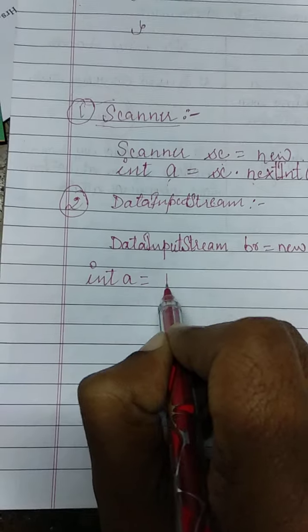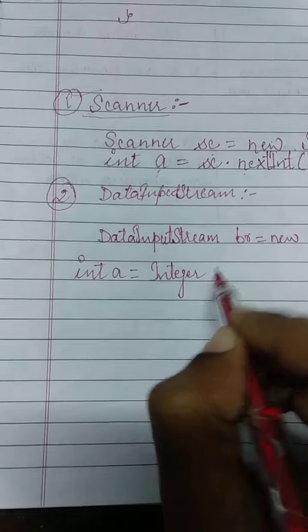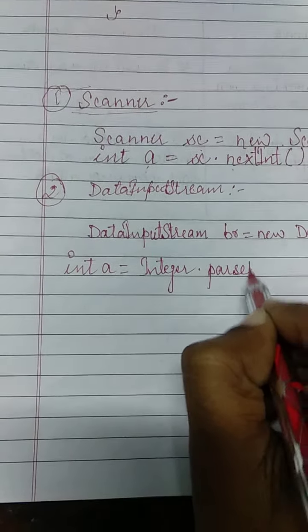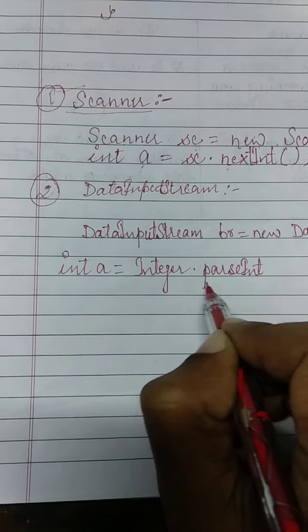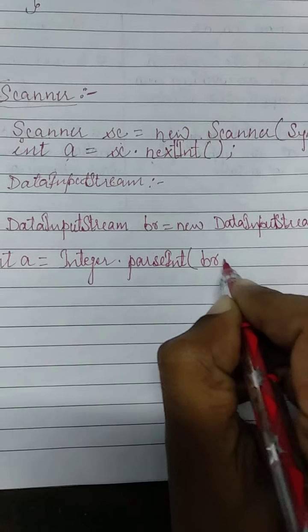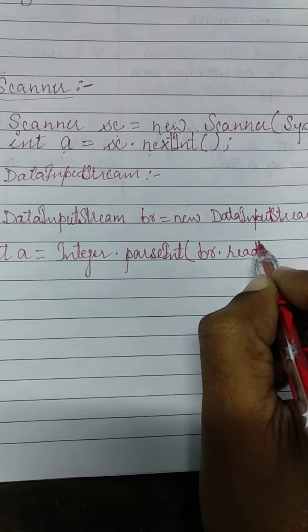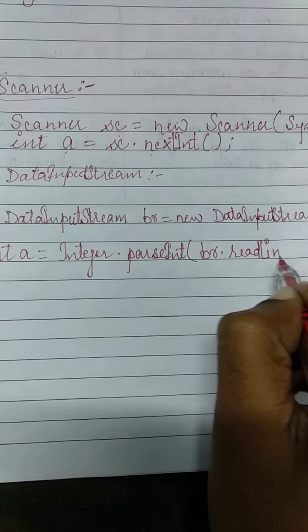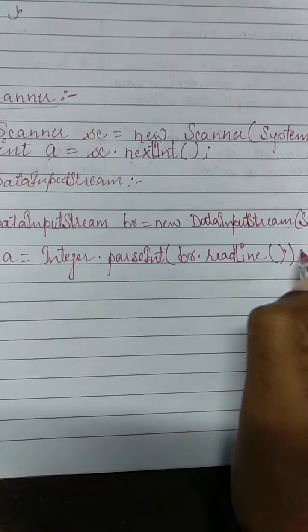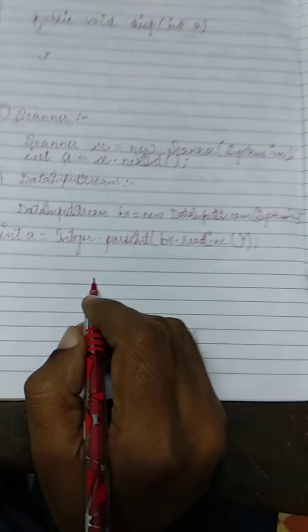Integer dot parseInt, P small, I capital. Here the object of this class, br dot, there is a function called readLine, r small, L capital, and then within the brackets nothing. So this is the way to take input from the user.